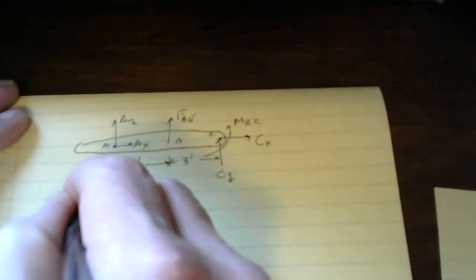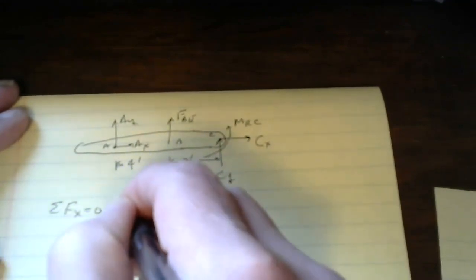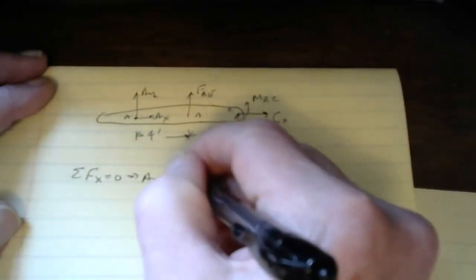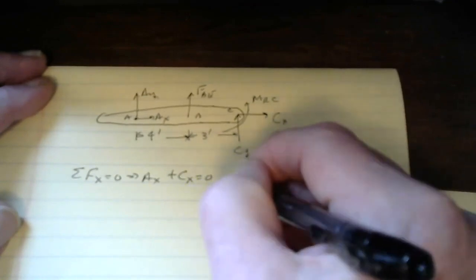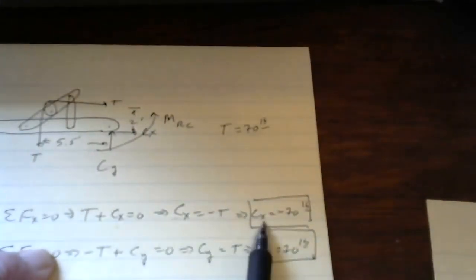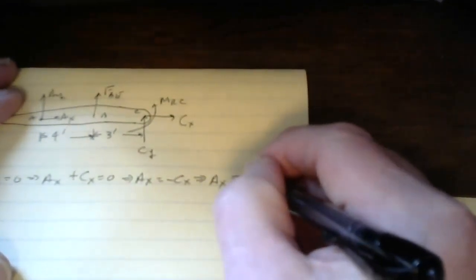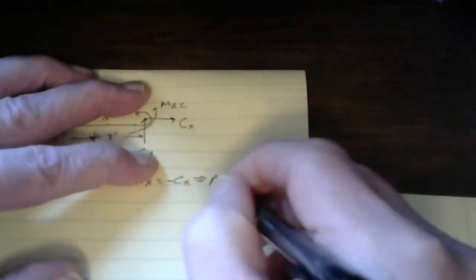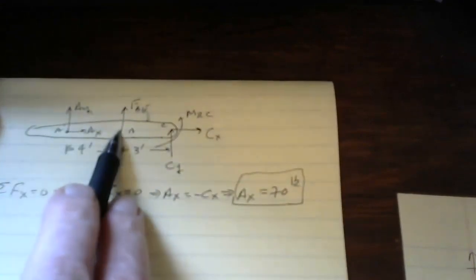All right, so sigma Fx equals 0: AX plus CX is equal to 0. All right, so AX is equal to minus CX. Going back to what we already solved, CX is minus 70. So AX is equal to 70 pounds. Right, so now I know AX, so I need to know AY and FBE.